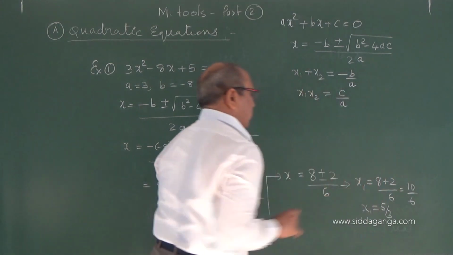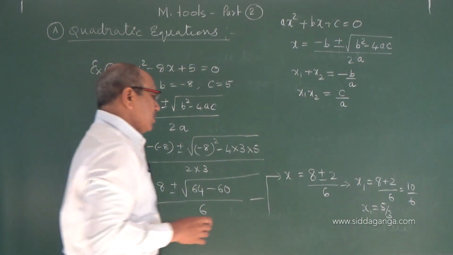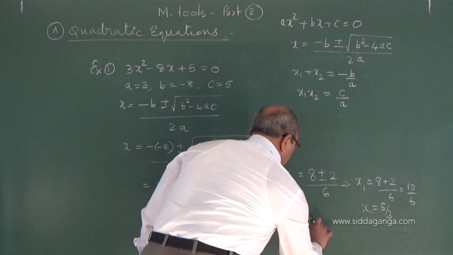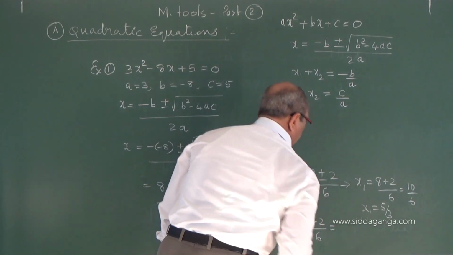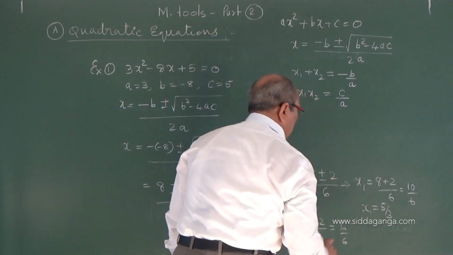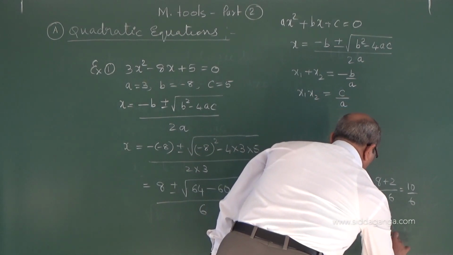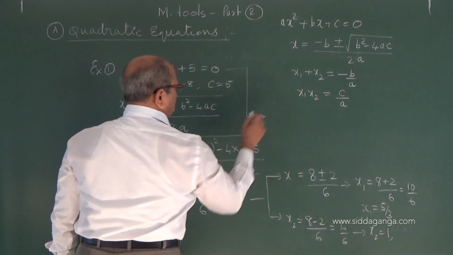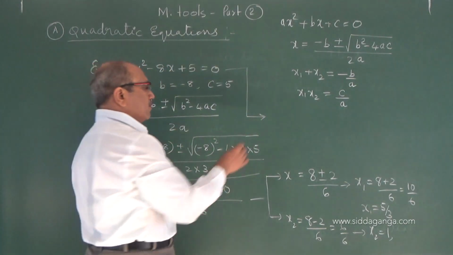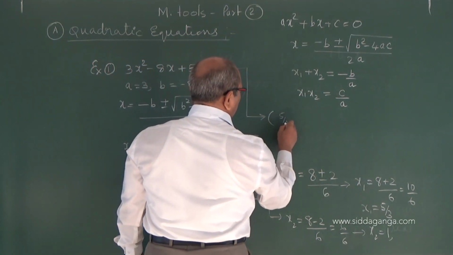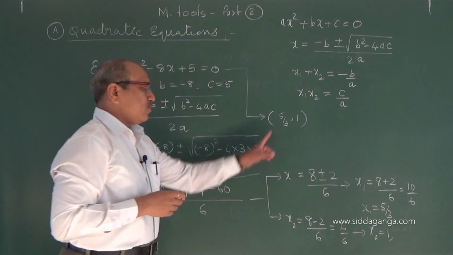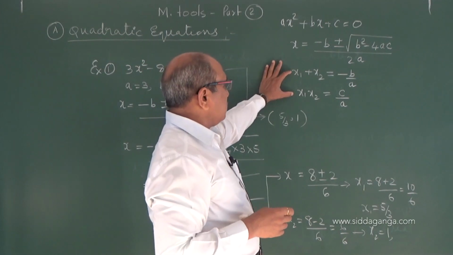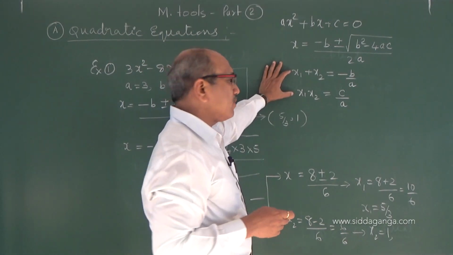That I can write as x1, one root of this equation. The second root, x2, can be taken as 8 minus 2 divided by 6, which is 6 by 6, so x2 is equal to 1. Thus, the possible roots of this equation are 5 by 3 and 1, x1 and x2. Now let us see how these two satisfy the equation.